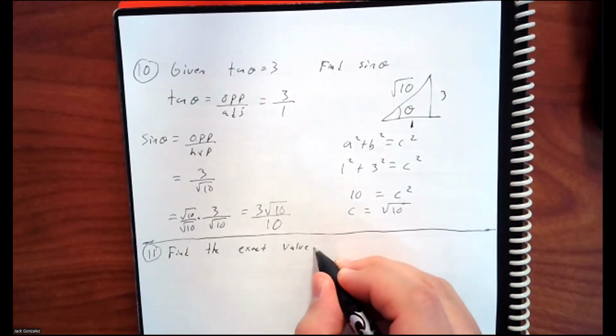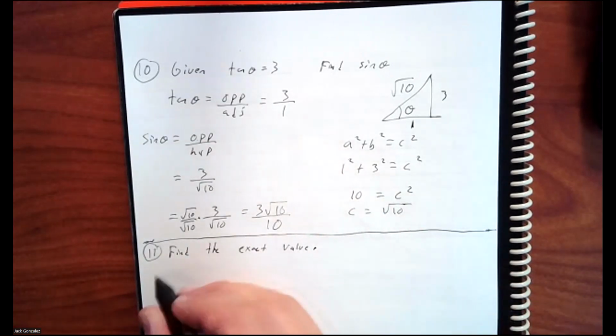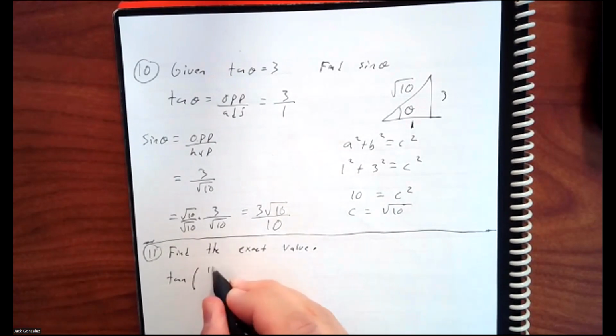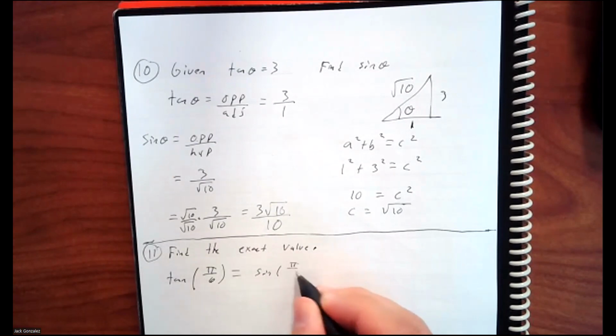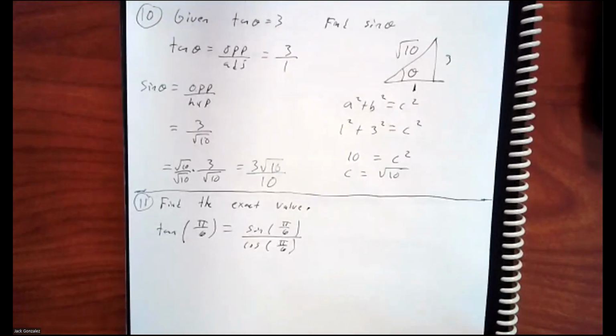So whenever you hear exact value, but they don't want a decimal answer, no calculators. So tangent of pi over 6 means sine of pi over 6 over cosine of pi over 6, right? That's the definition of tangent, the ratio. I think it's like quotient rule or something in your book. The sine over cosine, pi over 6.